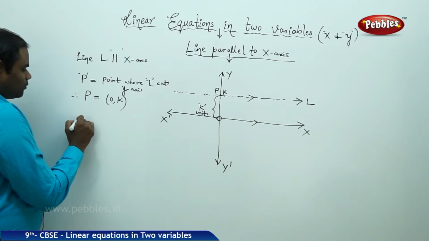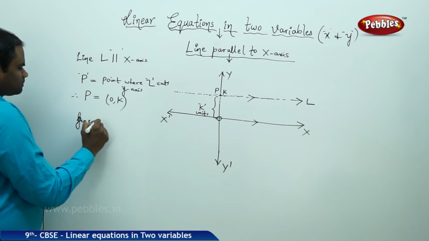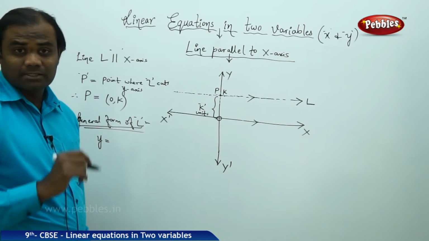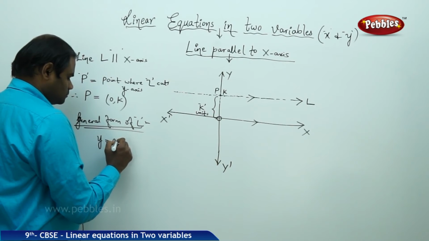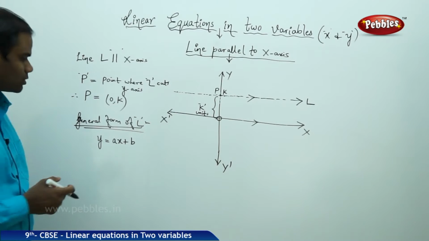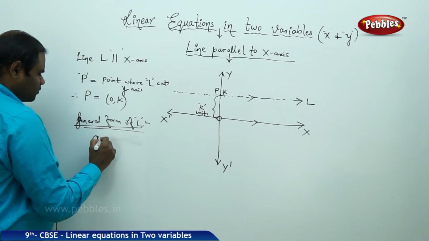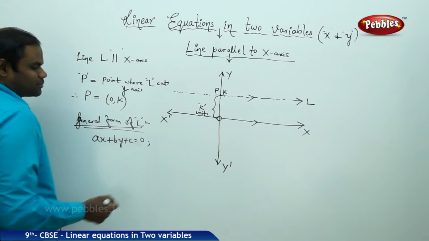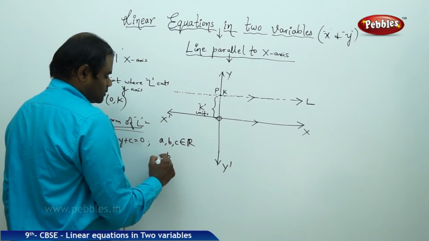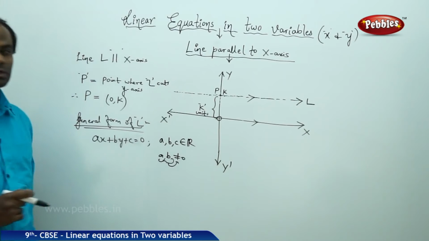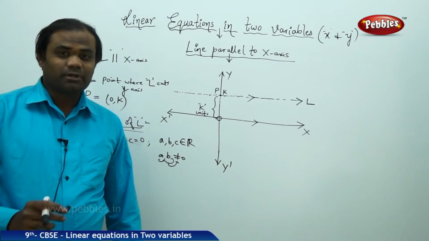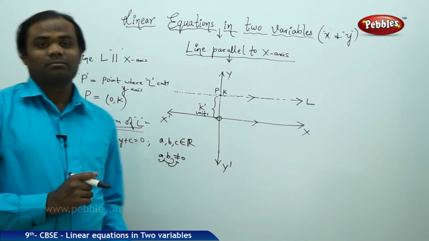Next, let me take the general form of the line L, which we know is represented as ax + by + c = 0, where a, b, c are real numbers and a and b are not equal to 0, as we have discussed about the general equation of a line or linear equation in two variables x and y, which can be represented in its general form as ax + by + c = 0.